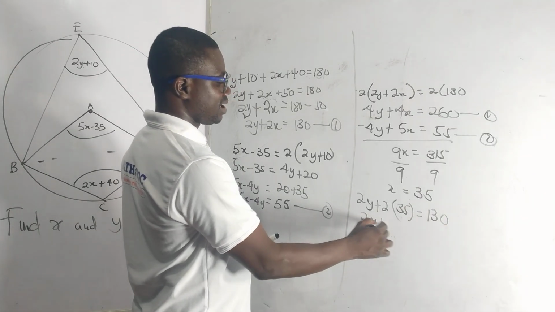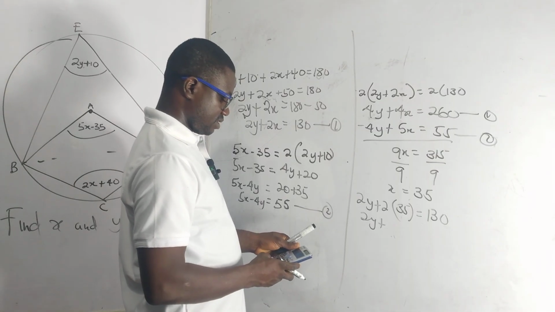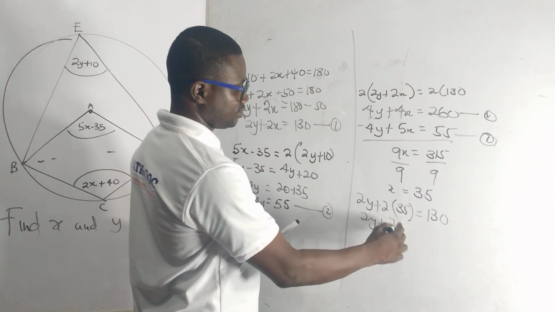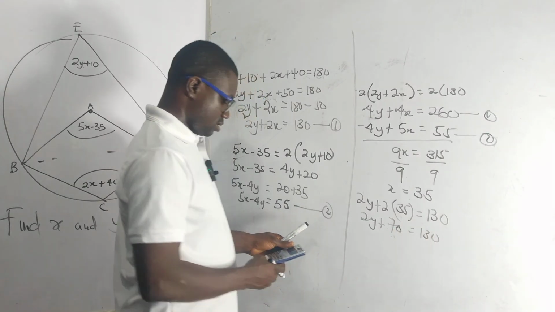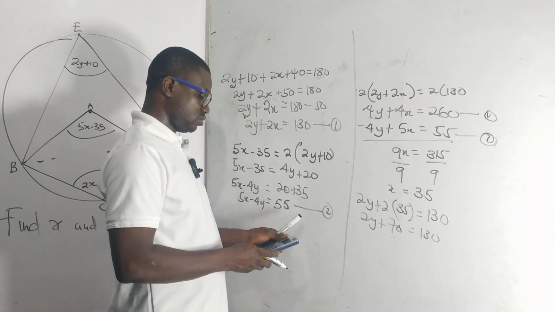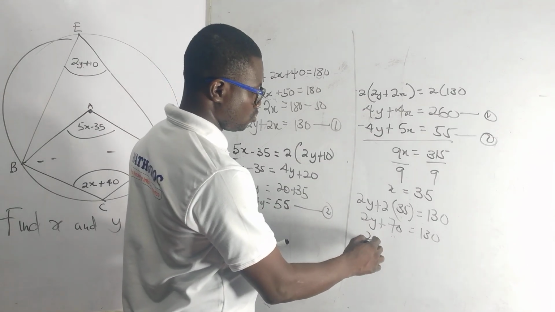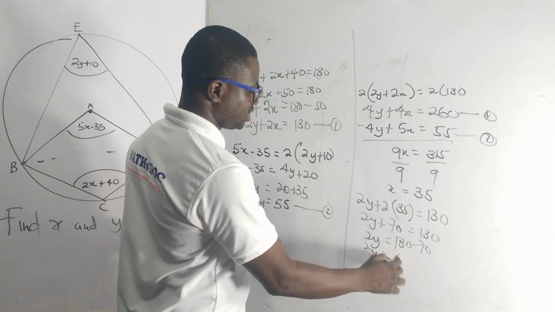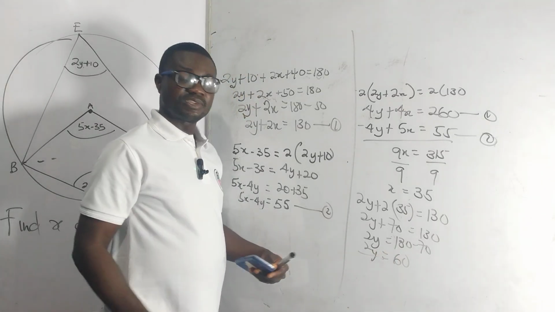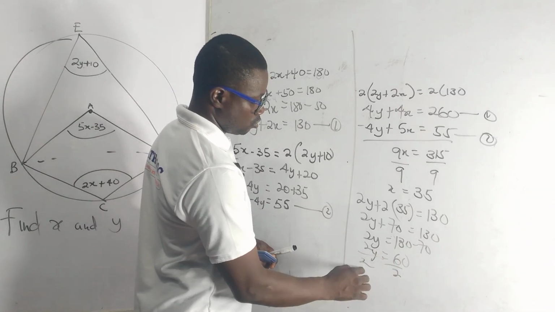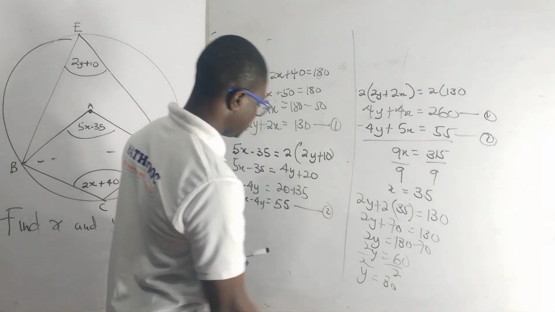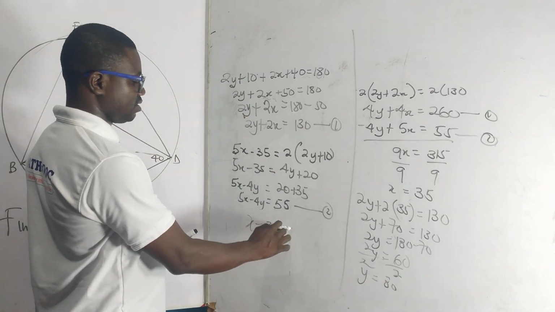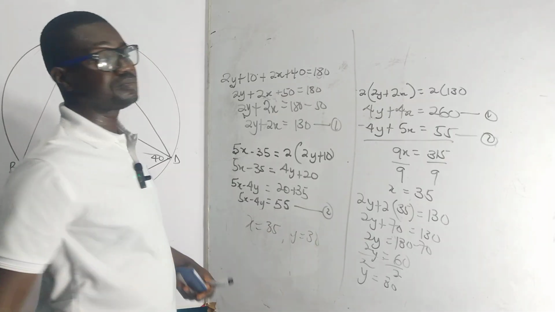So 2y plus 35 times 2 will give you 70. It's equal to 130. Then subtract 70 from 130. That is 2y is equal to 130 minus 70. 2y is equal to 60. Dividing both sides by 2, y is equal to 30. This simply means that x is equal to 35 and y is equal to 30.